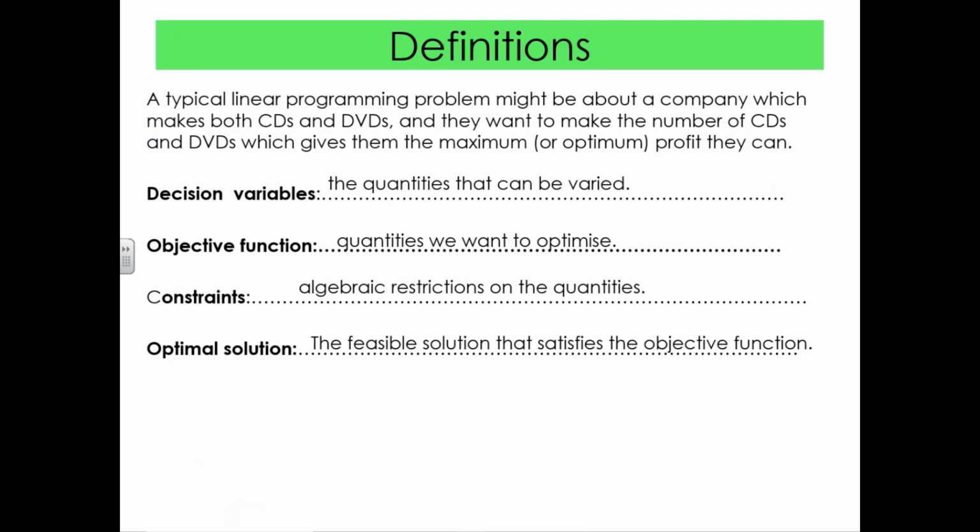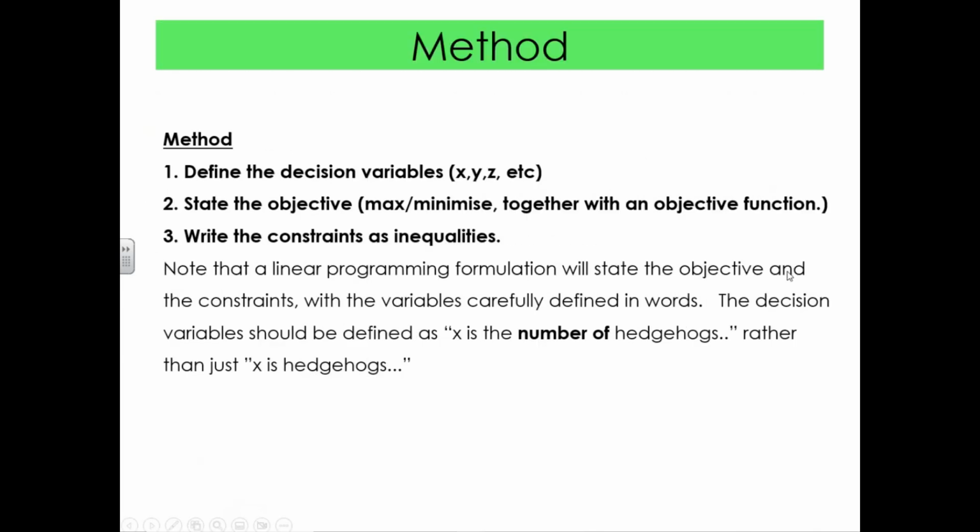We're going to be taking real world problems, writing down some inequalities, some constraints, and then looking for a way to optimize this, to find the maximum profit or minimum cost. We're looking just here at formulating linear programming problems. So these are things that you need to do in formulating a linear programming problem.